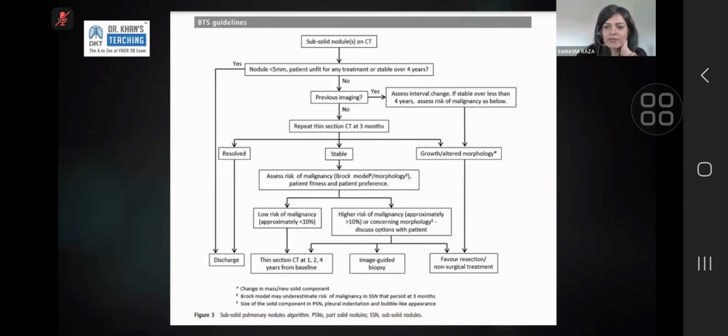Again, the sequence is the same. It's 3 months, 12 months, 1 year, 2 years. We don't do a scan in 3 years. We go straight for 4 years. So the only addition is the 4-year scan.